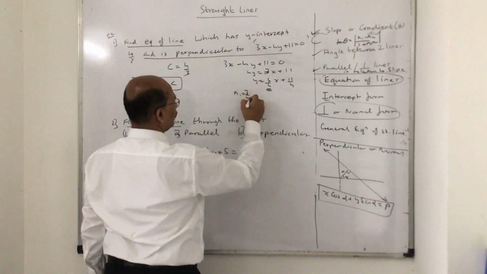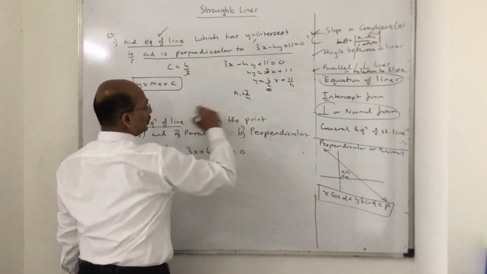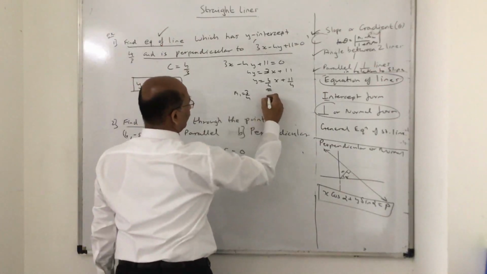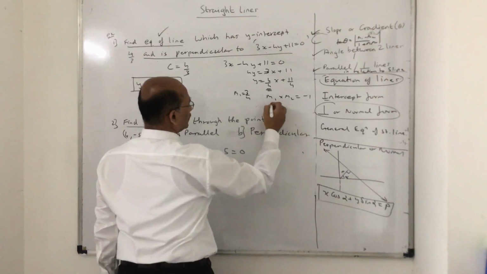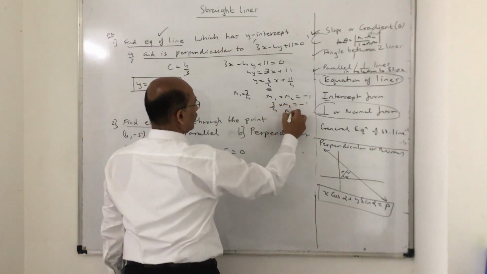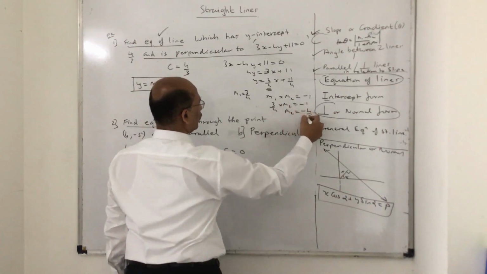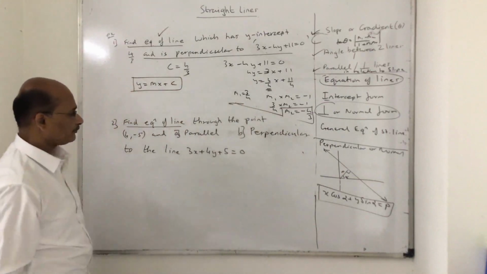That is 3 upon 4. Now m2 is the line. Here it is, m2. So I can say m1 into m2 is equal to minus 1. So 3 upon 4 into m2 is equal to minus 1. So m2 is equal to minus 4 upon 3. This is the slope I have to use over here.